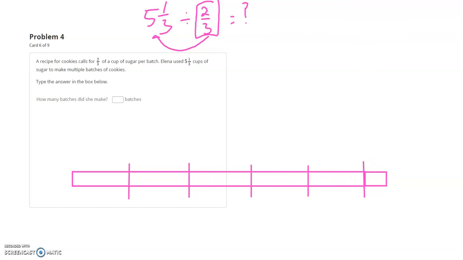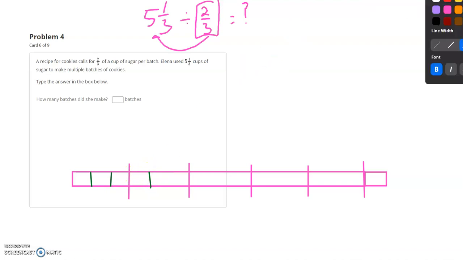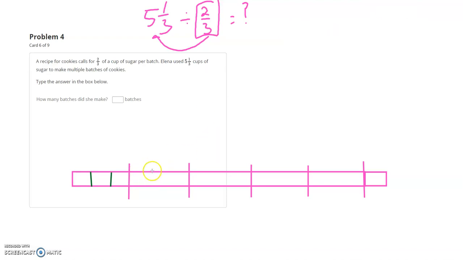We want groups of 2/3, which means we have to break them all up into thirds. So each one has 3/3 in it. 1, 2, 3. Whoops. 1, 2, 3, 1, 2, 3, 1, 2, 3. And then this one is also a third. So we're trying to find out how many groups of 2/3 there are.